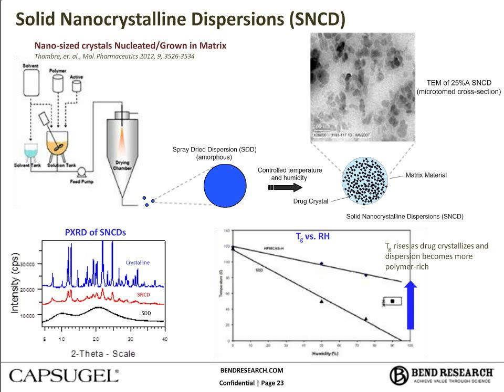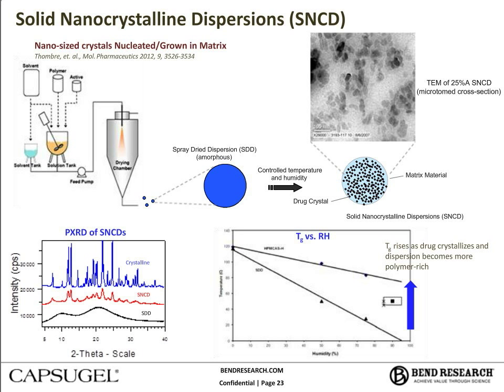The last technology that I want to touch on is a bottom-up approach for forming nanocrystalline drug. I'll refer to this as solid nanocrystalline dispersions. The idea in this particular approach is to make a spray-dried dispersion of drug in a high Tg polymer and then age the dispersion at high temperature and humidity, which imparts mobility to the SDD matrix, allowing the drug to nucleate into small crystalline domains.